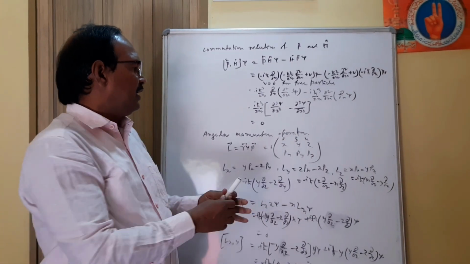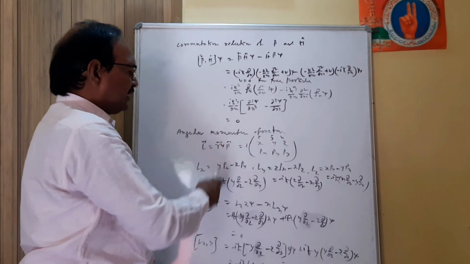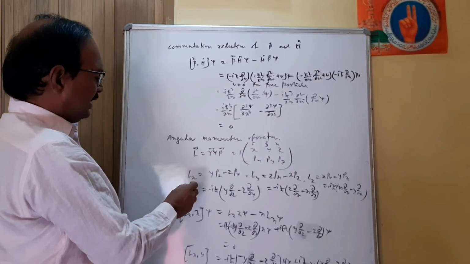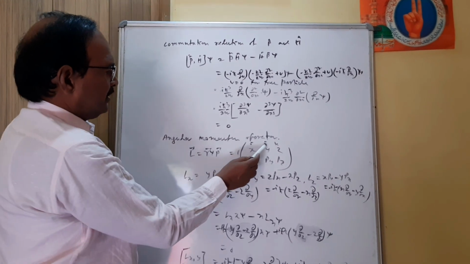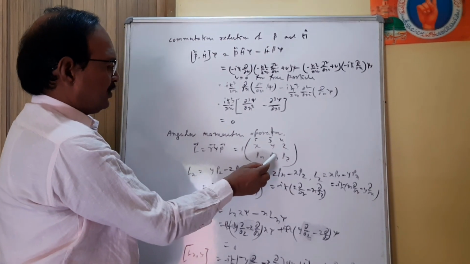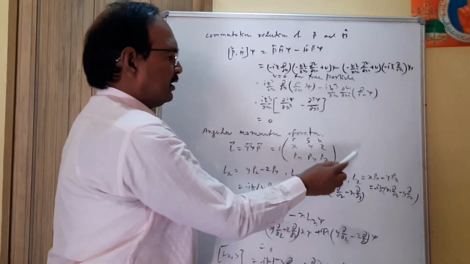p_y, p_z, and then we can evaluate this. Taking only the component, we can find Lx equal to y p_z minus z p_y. Right, like this. Similarly, you can find Ly and Lz.